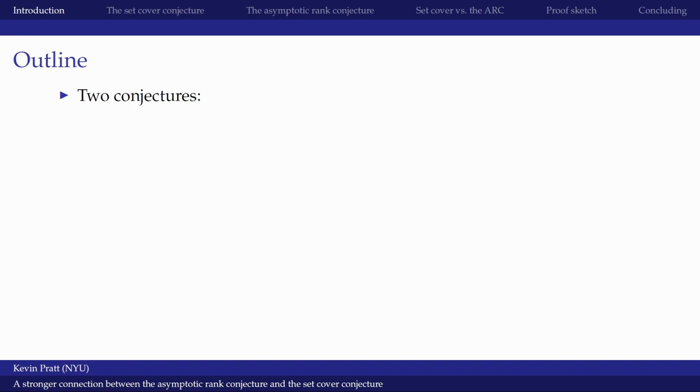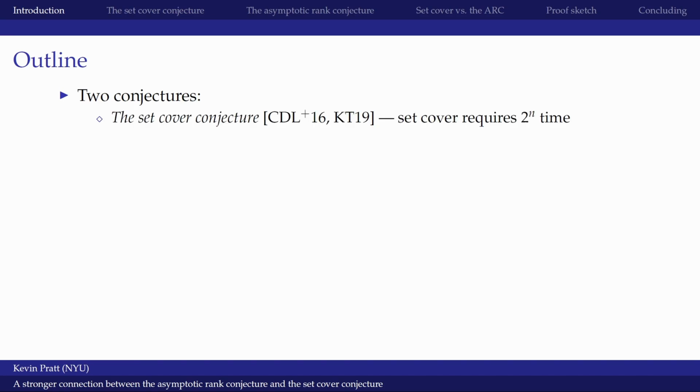So the rest of the talk will be organized as follows. Next, I'll introduce the set cover conjecture. This is a fine-grained hardness conjecture for the set cover problem, which informally says that set cover on a universe of size n requires 2 to the n time.